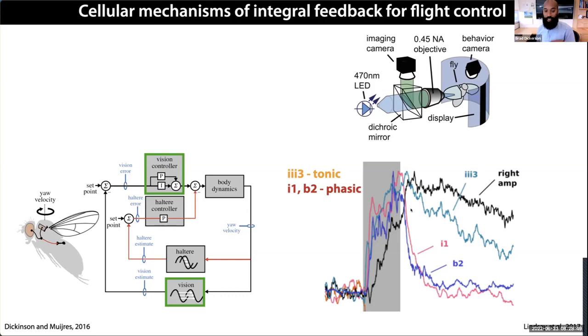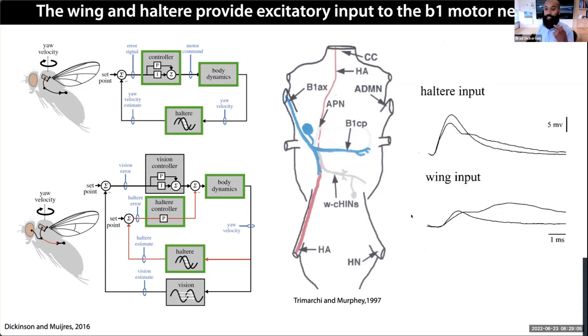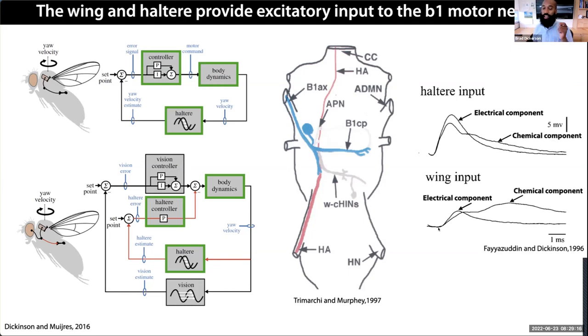Now, going back to the haltere, we know that it provides input to a single motor neuron, this muscle I mentioned already, B1. And what we find is that for both the wing and haltere, which are providing this muscle with feedback, there's a mixed electrical and chemical synapse, where there's a very fast electrical component. And then in both cases, there's a chemical component to this postsynaptic potential. You can see that this chemical component has a really long tail, which may be sort of an integral, right?